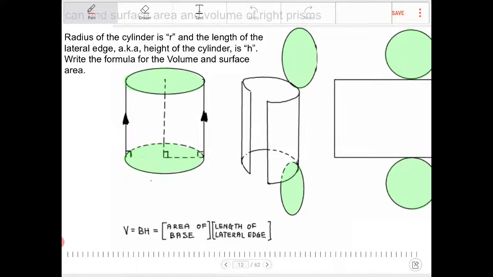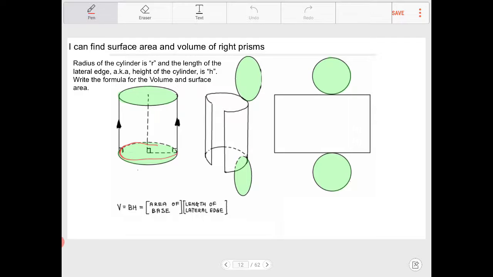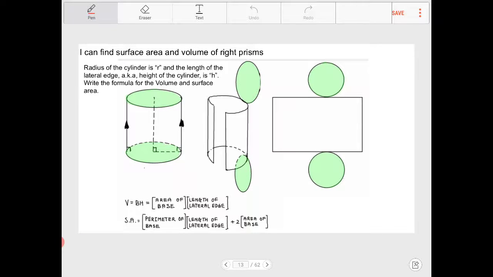The volume, let's start with the volume. The volume is the area of the base times the length of the lateral height, right? So it's just the area of the base times the height. That's our volume. The surface area is the perimeter of the base, times the length of the lateral edge, plus 2 times the area of the base. So what is that in this case?